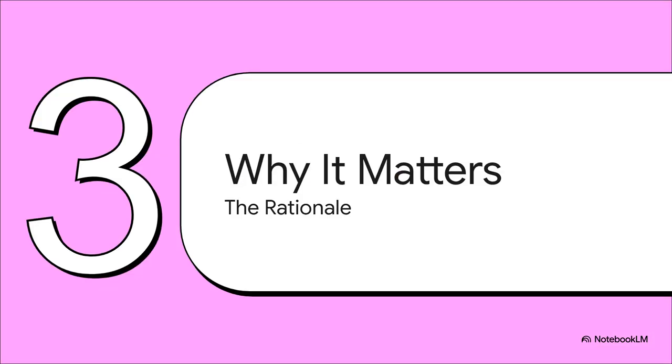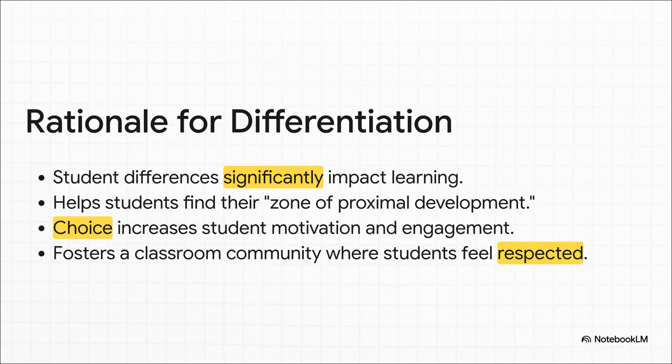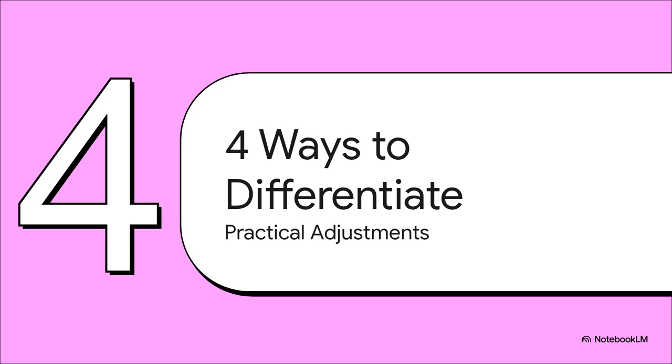Okay, so we get what it is, but why is it so important? Let's dig into the core ideas that really make this whole approach click. You know, the logic here is pretty straightforward. First, it's just a fact. Student differences have a massive impact on learning. Differentiation lets us aim for each student's zone of proximal development. You know, that sweet spot where a task is tricky but totally doable with the right help. Plus, giving students choices gets them way more invested, and it helps build this awesome classroom culture where everybody feels seen and respected.